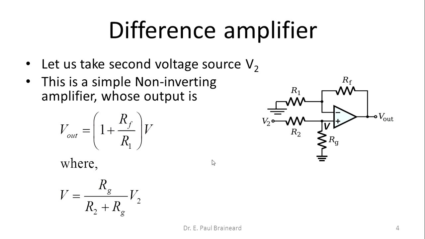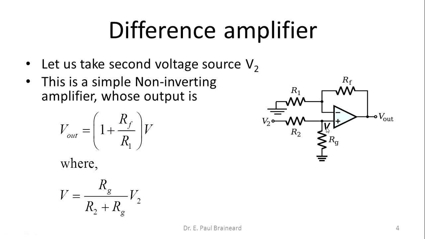Now let us take the second voltage source V2. While we take the second voltage source, the first voltage source must be grounded. Now this is a simple non-inverting operational amplifier configuration. The output voltage of this operational amplifier, taking this voltage V into consideration, is Vout equals 1 plus Rf by R1 into V.